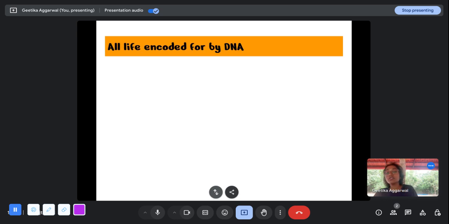So, as you all might know by now, as we've been discussing in the past weeks, all life is encoded by the DNA. So, DNA is basically.